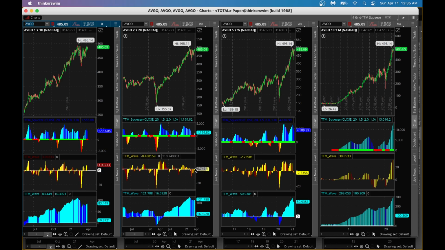But according to TTM Squeeze by John Carter, when the longer term C wave is above zero, just like what we see here, we can pretty much ignore the shorter term wave to some extent. But in this case, the shorter term A wave is also trending up. So that's a bullish sign. But nevertheless, we could go by the longer term C wave. If the C wave is above zero, that's a bullish indicator.